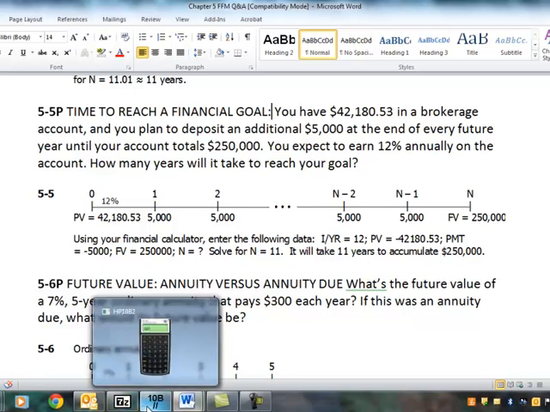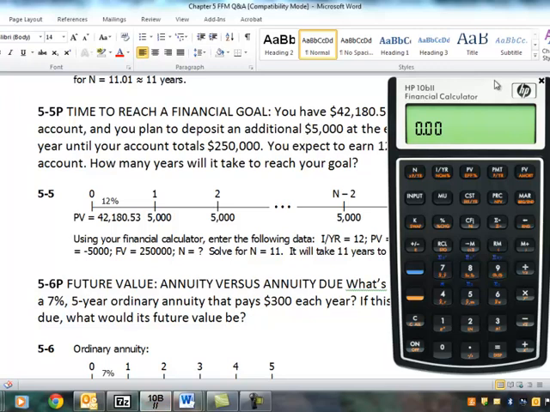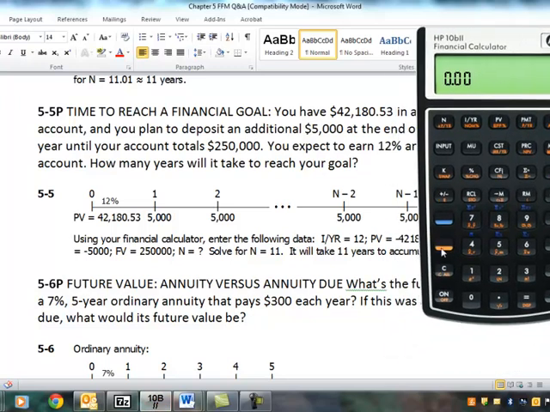Here is our solution from the previous video. Now let's solve using the calculator. Shift clear all just to check. Our interest rate is 12. Our present value is $42,180.53, and that's negative. That's money you're putting away in an account.